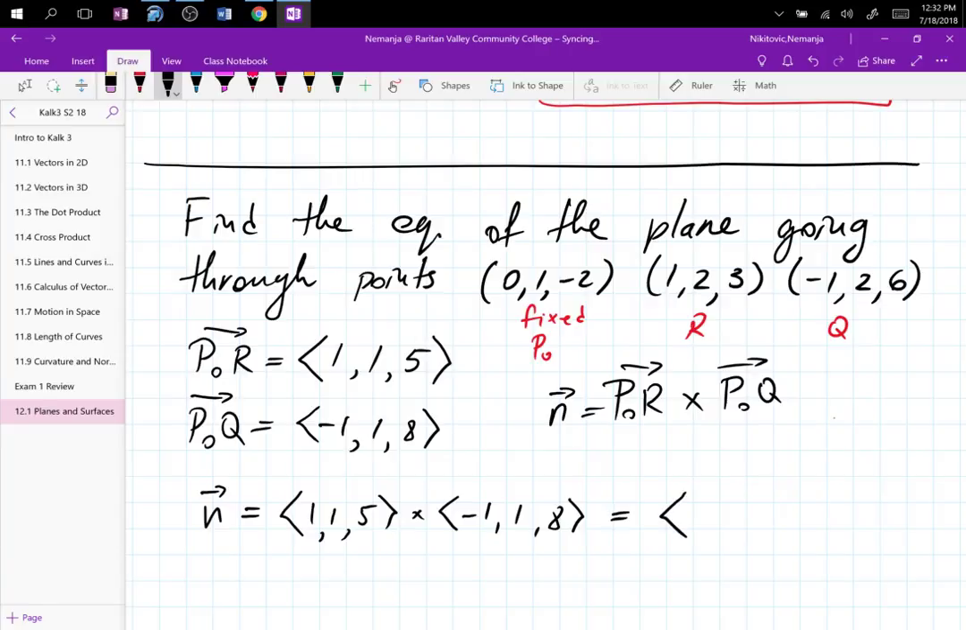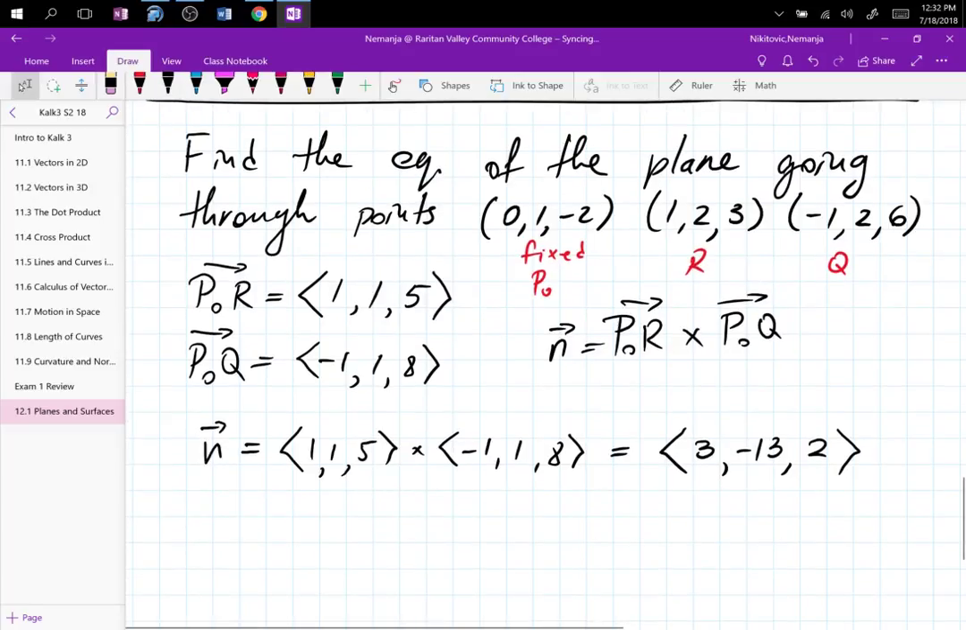And that cross product is 8 minus 5, that will be 3. And then we have 1 minus, no, sorry, 8 plus 5, so it's -13. And then we have the last one over there, that will be 1 plus 1, 2. Is this what you guys have? All right, good. So now we have that product, and now we're using the fixed point, the P0, and we're using this one.